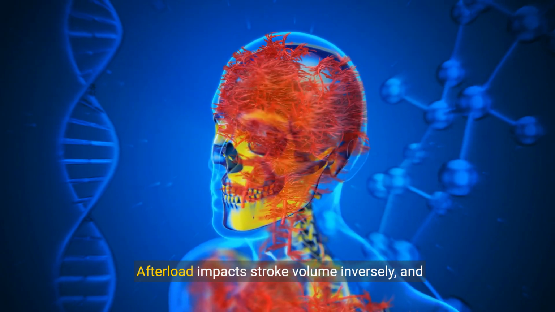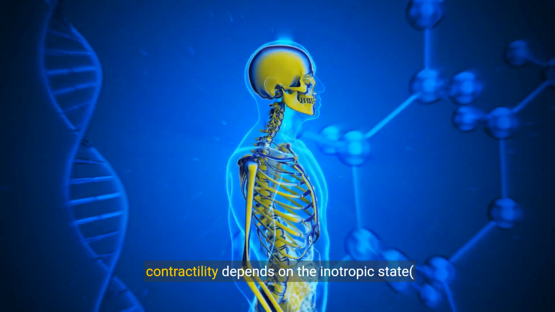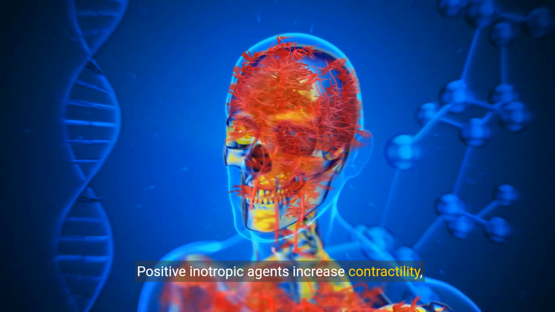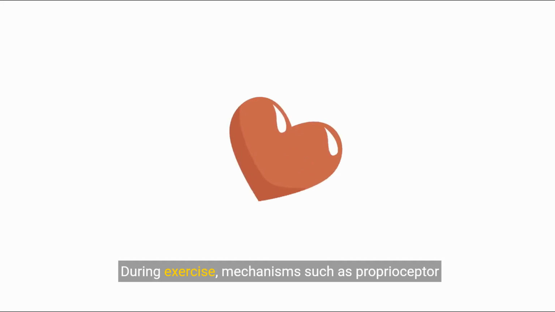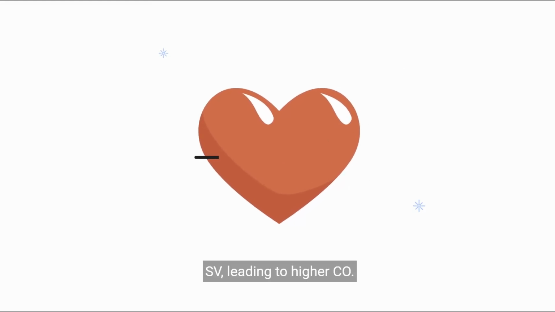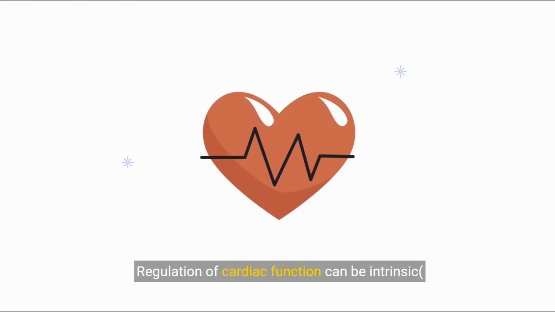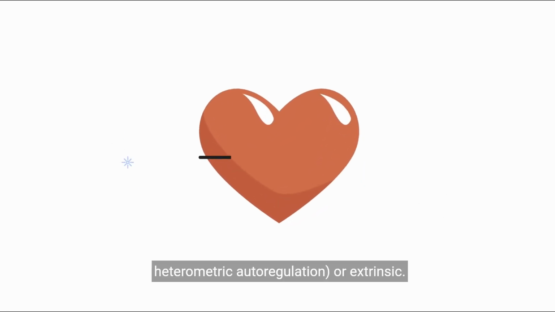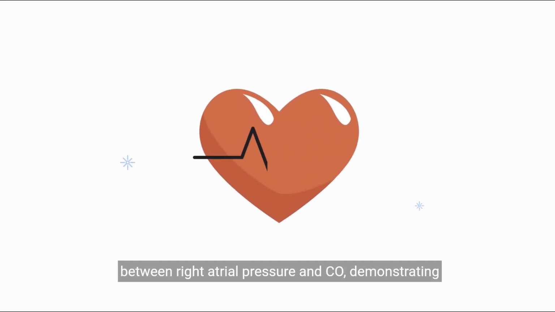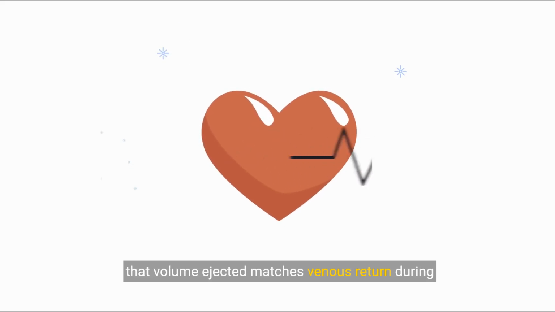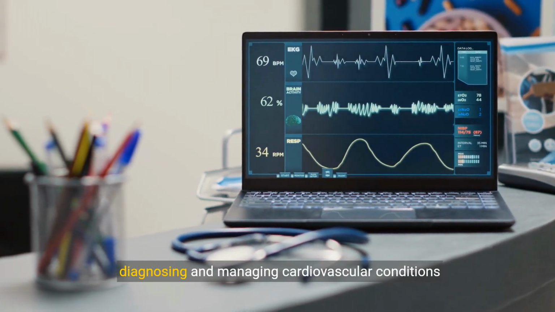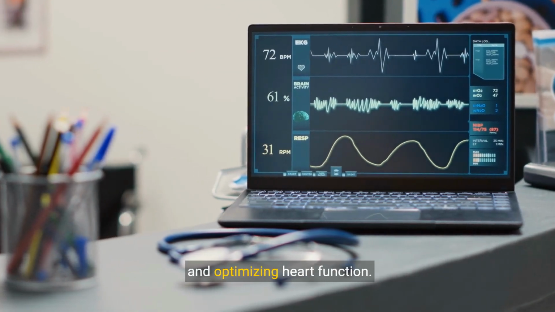Afterload impacts stroke volume inversely, and contractility depends on the inotropic state, myocardial fiber shortening. Positive inotropic agents increase contractility, while negative agents decrease it. During exercise, mechanisms such as proprioceptor signals and increased venous return elevate HR and SV, leading to higher CO. Regulation of cardiac function can be intrinsic, heterometric autoregulation, or extrinsic. Cardiac function curves show the relationship between right atrial pressure and CO, demonstrating that volume ejected matches venous return during steady state. Understanding these mechanisms is essential for diagnosing and managing cardiovascular conditions and optimizing heart function.